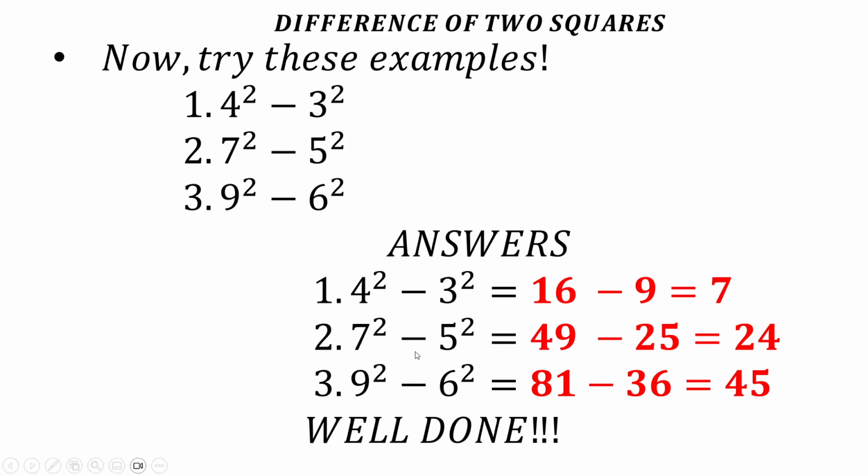For example, if you take the second example, 7 squared minus 5 squared, 7 squared is 7 times 7, that's 49. 5 squared is 25. So basically, you're going to have 49 minus 25, and that's going to give you 24. So if you're able to do this, well done.